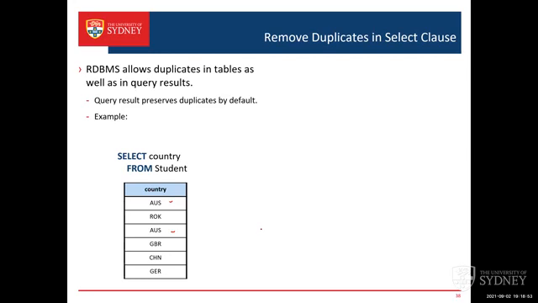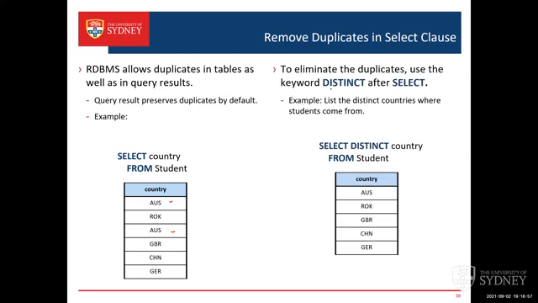So if we want to do that, we have to remove it ourselves using a keyword called distinct. And we have to write that after select. So we have to write select distinct country from student. If I do that, only then we will be able to see that Australia will come only once. If there is any repetition, it will come only once.